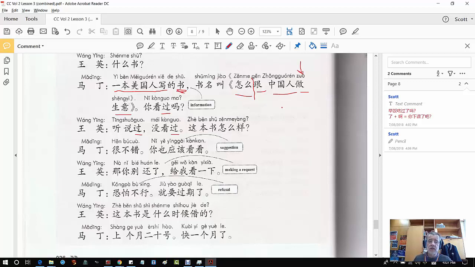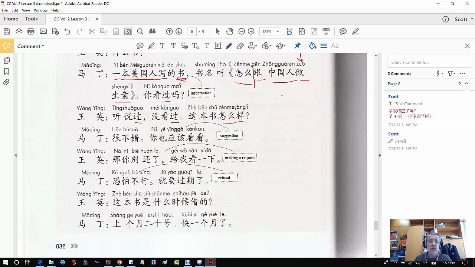Wang Ying then asked the question, 这本书怎么样? 怎么样? And we talked about the differences between 怎么样 and 怎么 and so on in the last lecture. And here's a great example of 怎么样. So this is asking, what's the book like? How is the book? Ma Ding says 很不错. So again, in the first dialogue, I think we came across 不错, and in the vocab we did as well, which means not bad, pretty good. And this is just obviously slightly stronger. So it's pretty good. Probably be more likely to say it's pretty good in English.